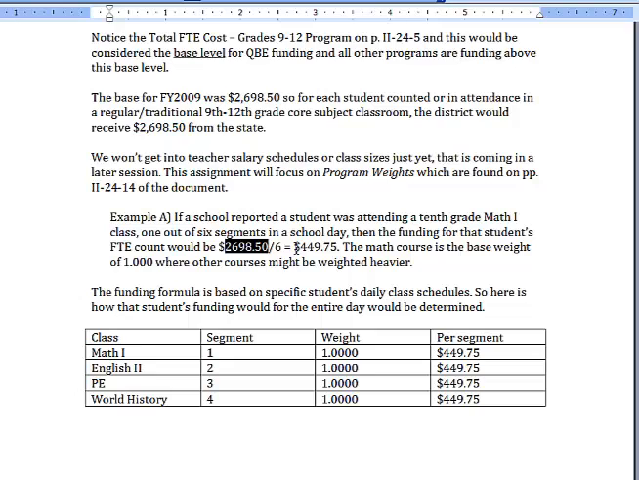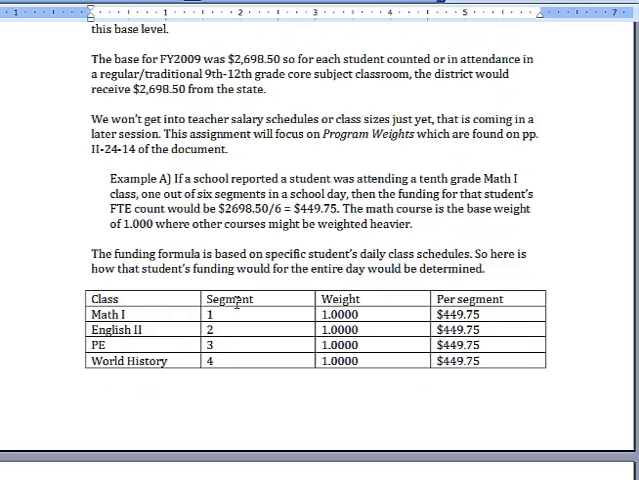What you do is, the first thing you have to do is divide it by 6 segments, because that's what they tell us to do in regard to finding out how much money is brought in for that segment. Now this student here, if this student were in a high school 9 through 12th grade math class, they would only get a weight of 1. Now where did I get the weight of 1? Well, let me show you that.